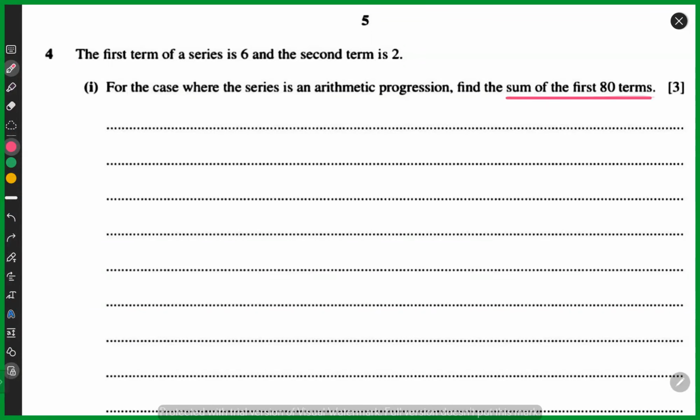So first of all, I'll state that Sn in case of arithmetic progression is n divided by 2, 2a plus n minus 1 into d. This is the formula. Now for this formula, I need a few things. I need the first term and I need the common difference. And I've been told that the first term is 6. So I already have the first term. I have this a. A is equal to 6.